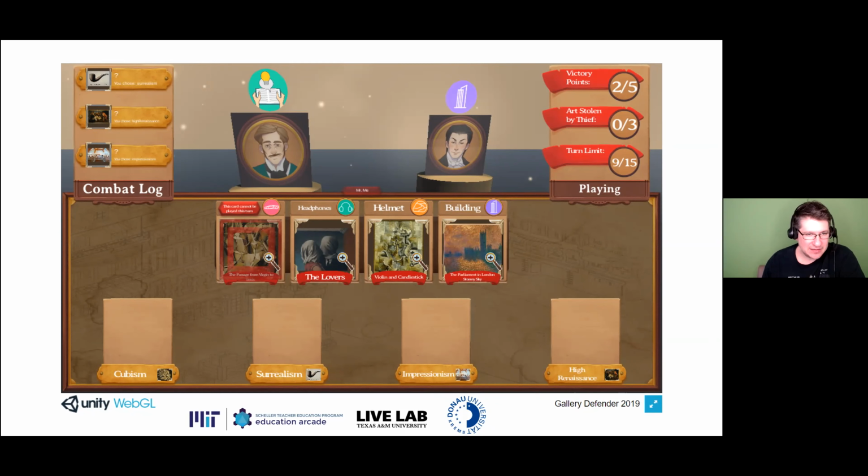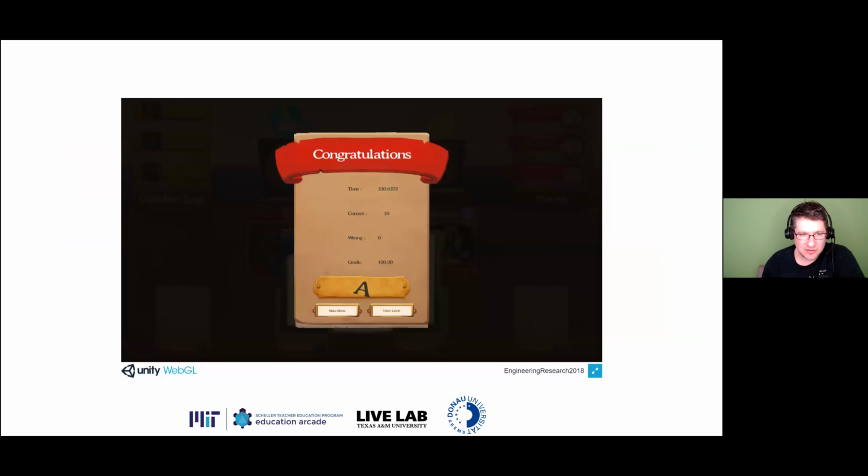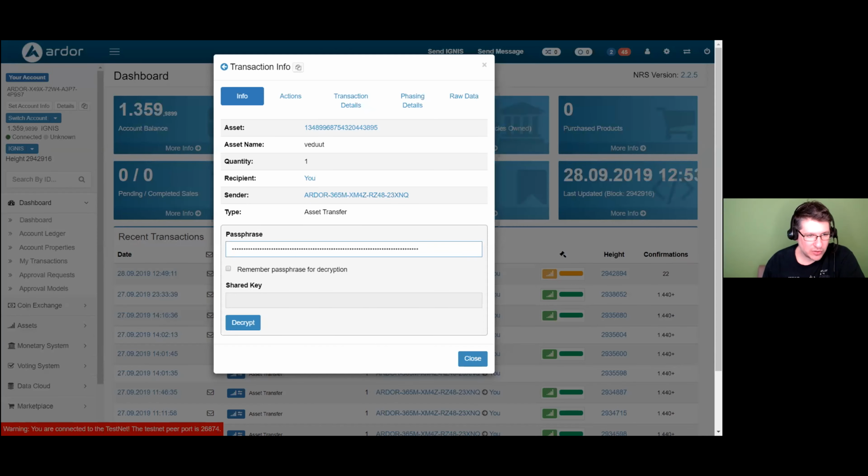So usually this assessment takes about 5 to 6 minutes, and then you get a grade. So you see your total time, the number of correct answers, the number of wrong answers, and your grading. And here we see the screen with an A grade. And this is what's happening on the blockchain.